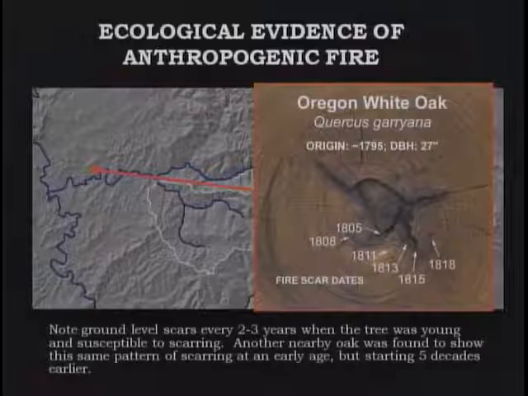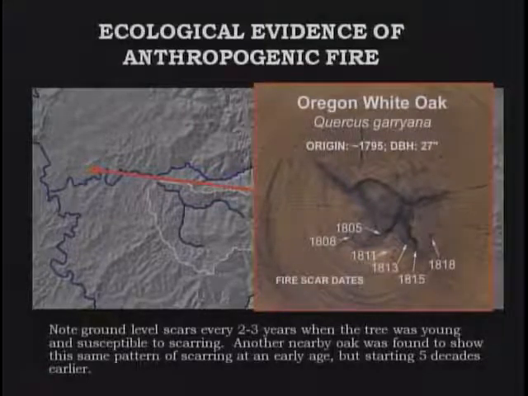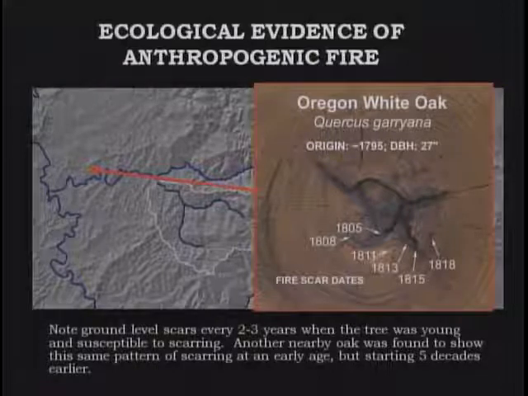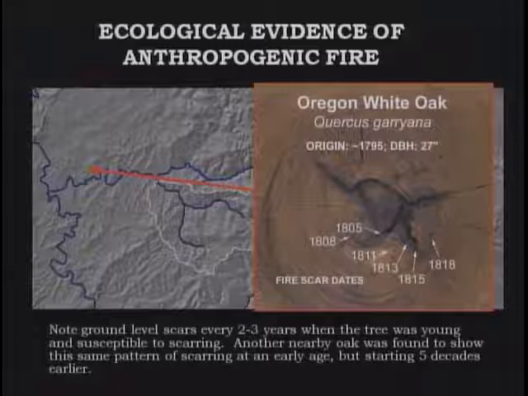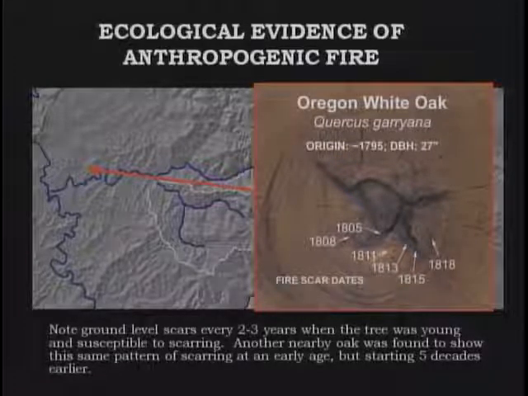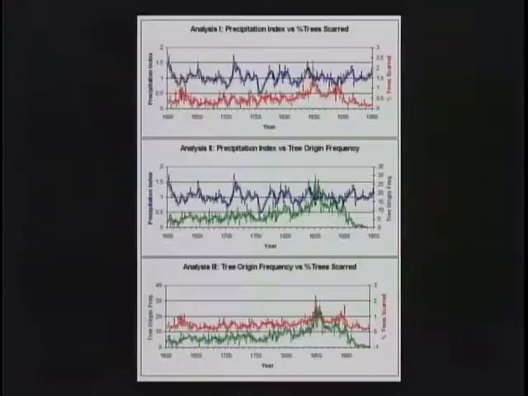I just put this one, it's my favorite oak. This came right from my neighbor's property: 1805, 1808, 1811, 1813. This was a little tree, right? And it survived those fires. Did the fire stop in 1818? No, what happened? The tree got big enough to withstand those light, quick surface fires. So you can get a feel for what the intensity of the fire was by looking at where the scars are in the trees.